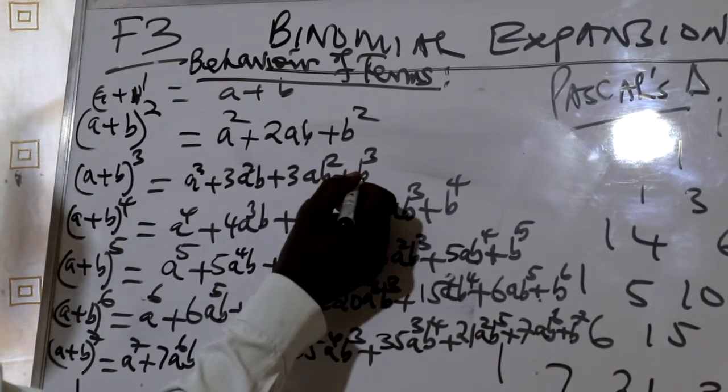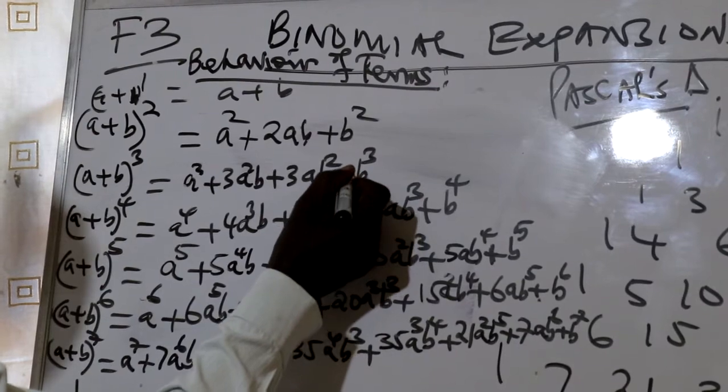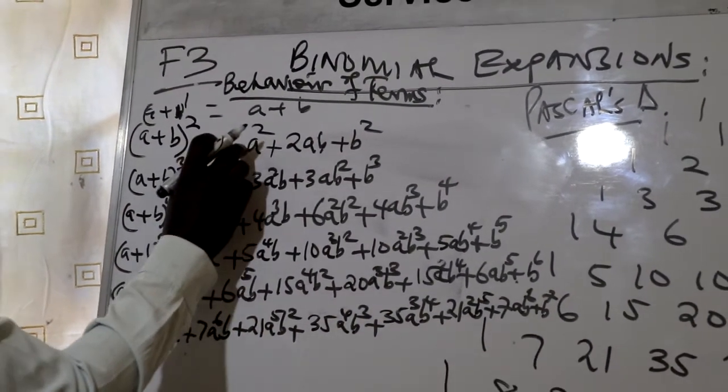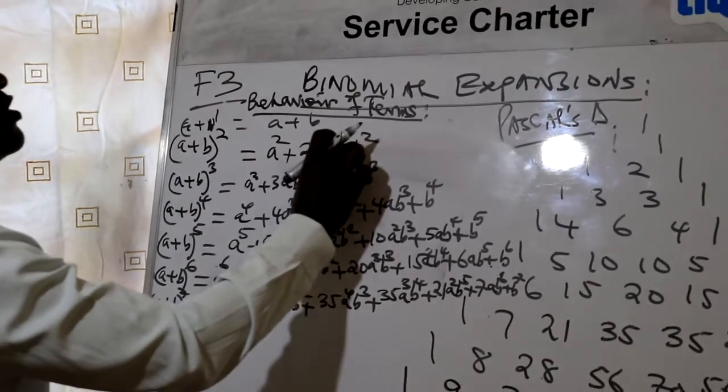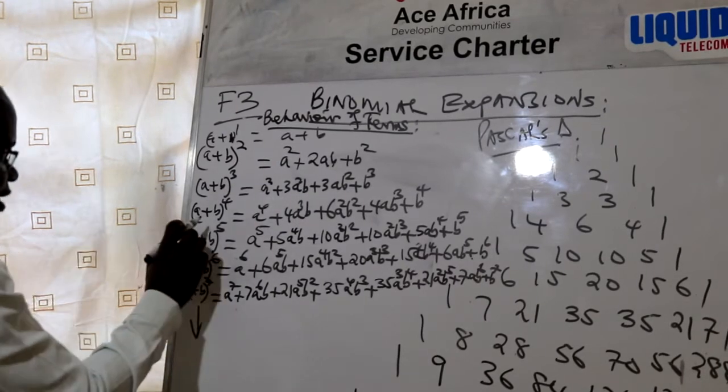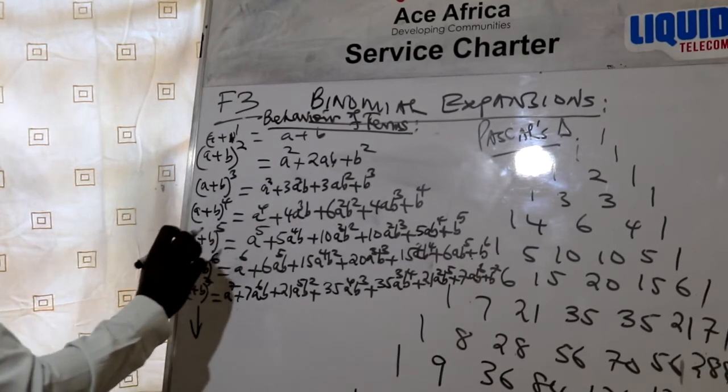And at that point also, when we have no A, A is raised to 0. So here, in the first term, B is raised to 0. Likewise, in the last term, A is raised to 0. Let us go to (A + B) raised to 4.